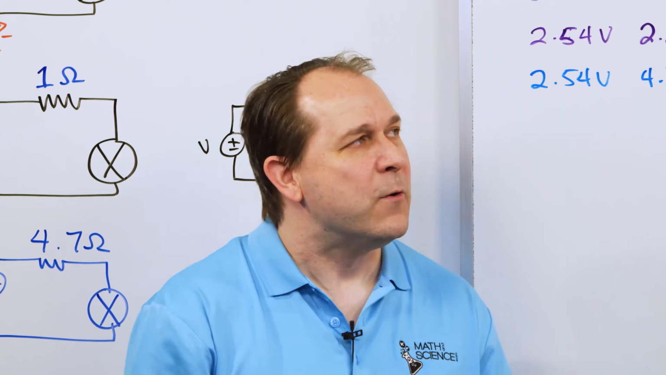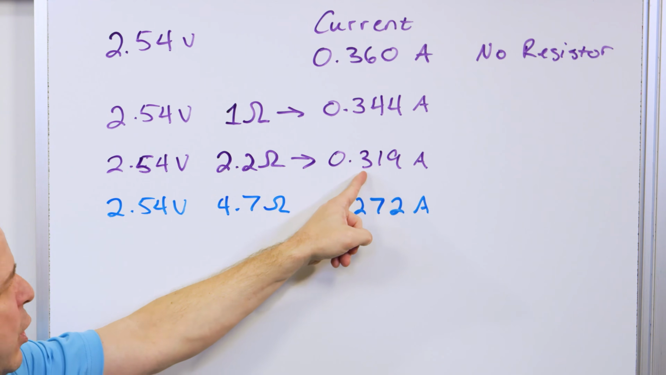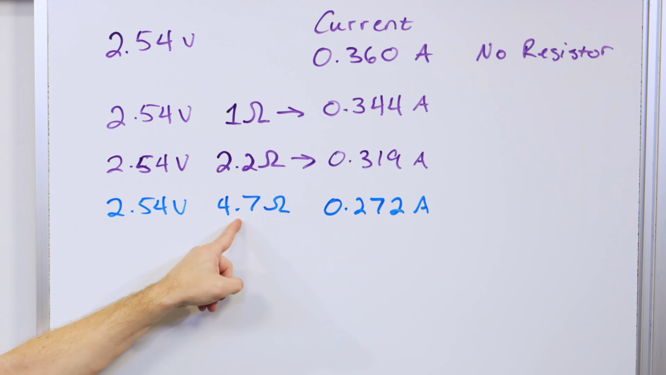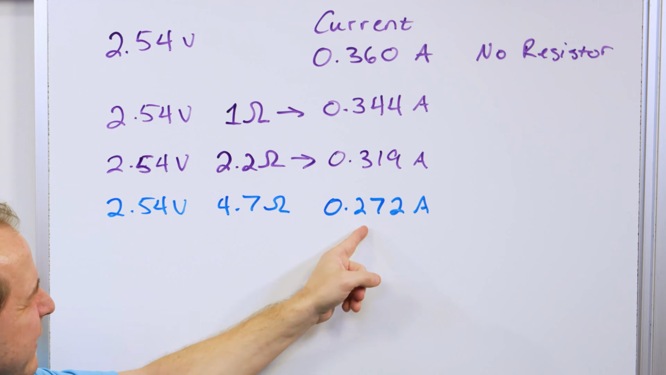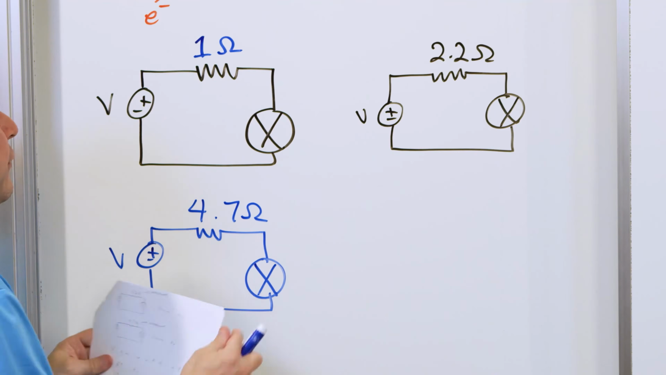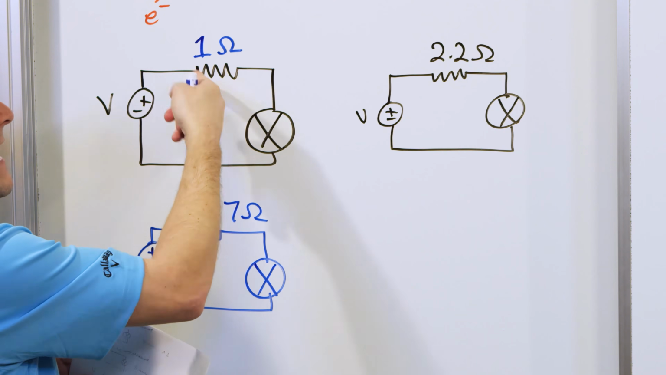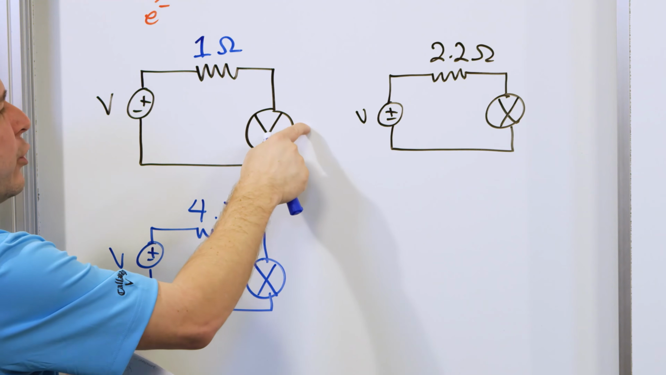Now you might say, well, wait a minute, we went from 1 ohm to 2 ohms, but the current did not get cut in half. We went from 2 ohms to about 4.7 ohms, that's about double the resistance, but the current didn't quite get cut in half. Why? Well, it's because when you draw the diagram out, you see that the resistance that we put in there is not the only thing in the circuit. There's another thing in here called the light bulb.